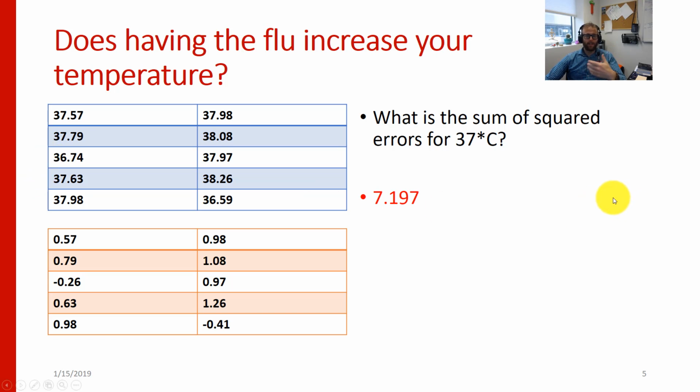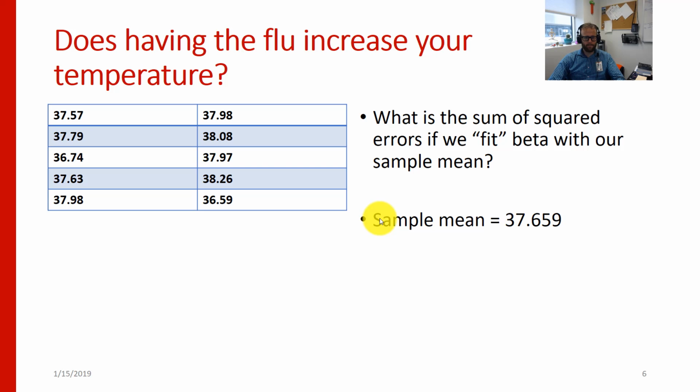If I want to calculate the sum of squared errors, I need to take each of these errors, square them, and then add them all together. If you do that, you get 7.197. So the total sum of squared errors here is 7.197.